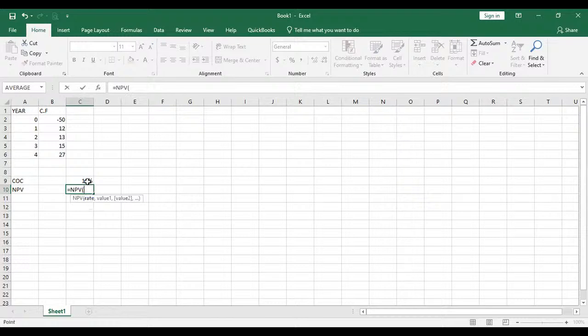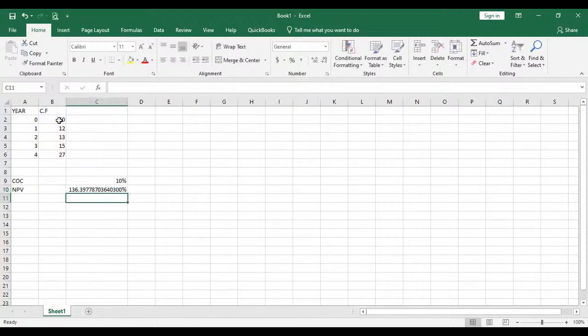Great. The rate is 10%. It's self-explanatory really, comma, because it's telling you comma. From there, you pick the values, all of them from value 1. Thank you very much. You close brackets. And then you say plus that initial outlay of negative 50, yes. Great. Enter.